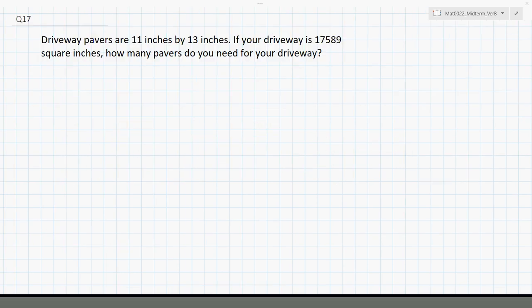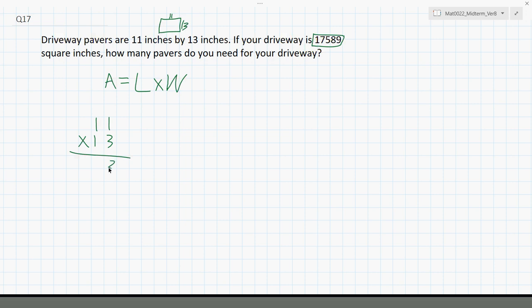In question 17, we're going to start with some word questions, and in this one we're looking at area. And we know area equals length times width. We already have the area of the full driveway, and we know that a paver is going to be 11 by 13. So in order to figure out the total area of one paver, I'll have to multiply those together. Then we're going to take the total area of the driveway and divide it by what each individual paver covers. So we'll do 11 and 13, and we're going to multiply them together.